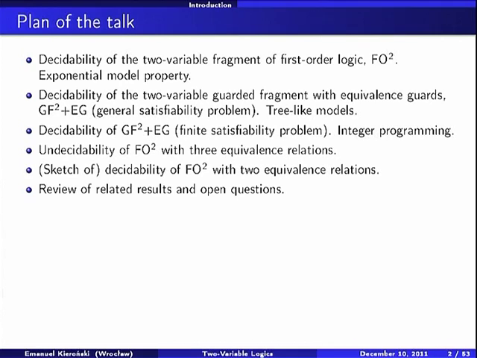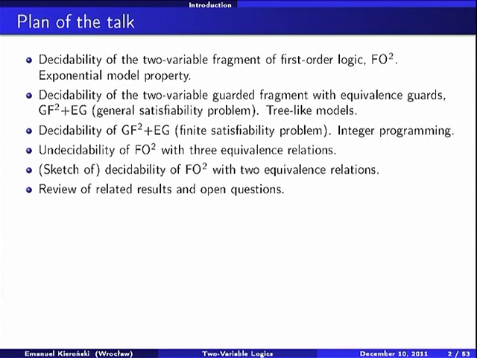I will start from the finite model property for two-variable logic. In fact, this is the theorem by Grädel, Kolaitis, and Vardi. And this will be a starting point for some other results. I will consider a fragment of two-variable logic, the two-variable guarded fragment, extended by a possibility of explicitly stating that some binary relations are equivalence relations.